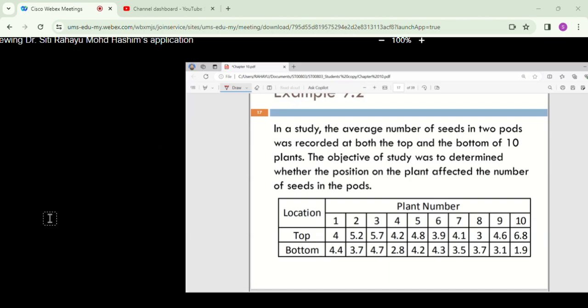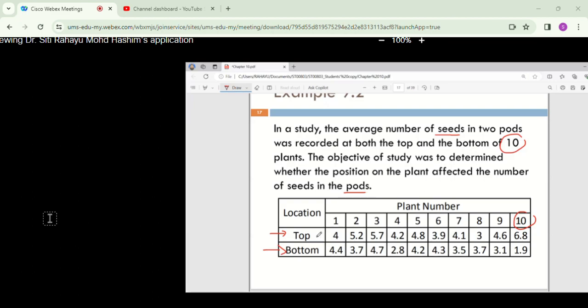So let's say you have the average number of seeds in 2 pots, recorded at both the top and the bottom of 10 plants. So we have 10 plants, and the number of seeds is placed, some at the top, some at the bottom. The objective of the study was to determine whether the position on the plant affected the number of seeds in the pots. Okay, so let's see how.